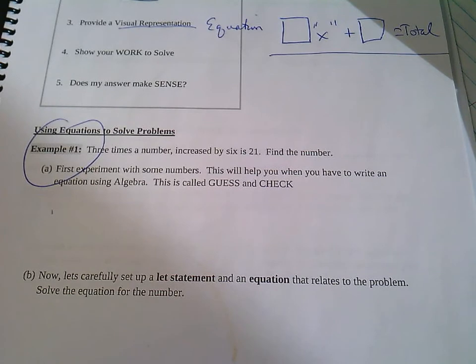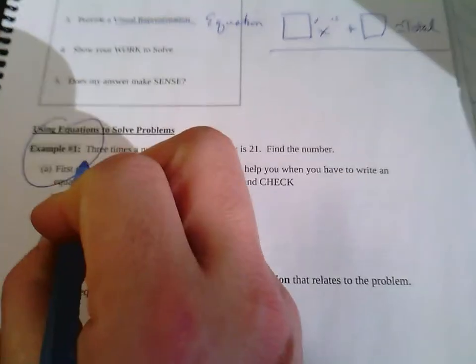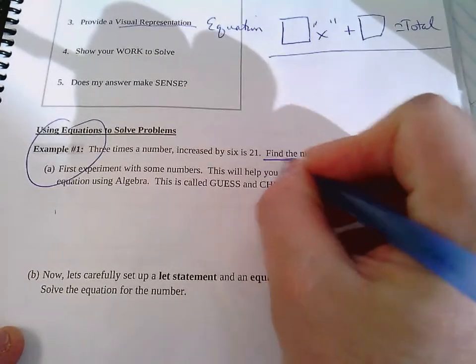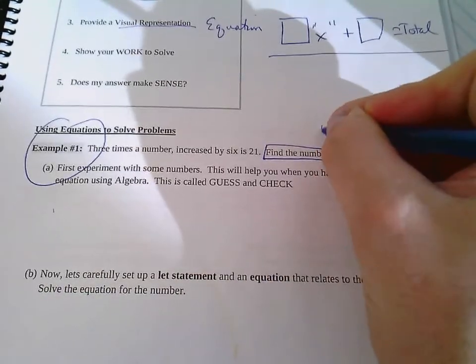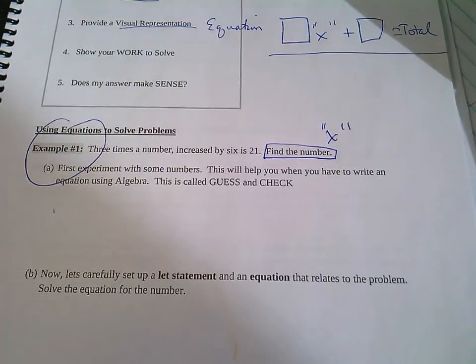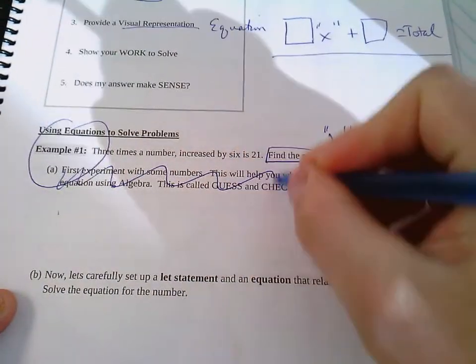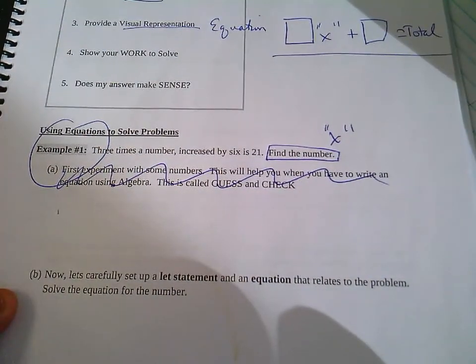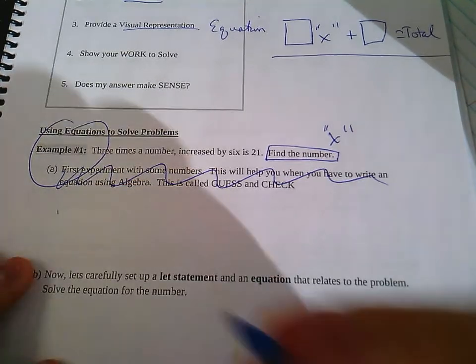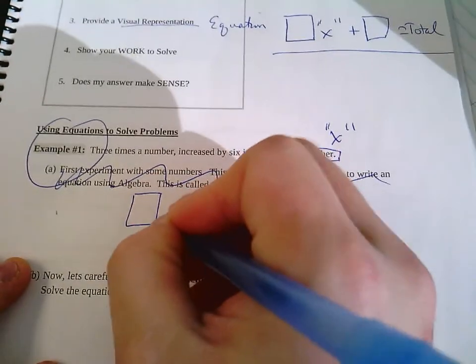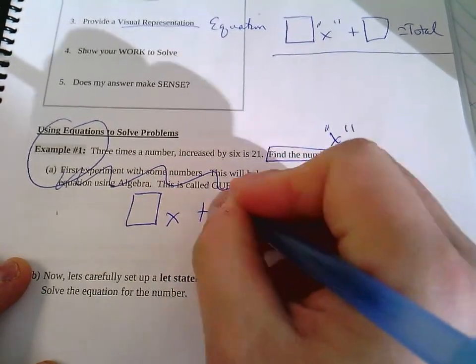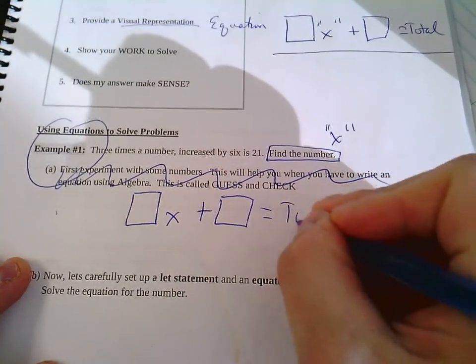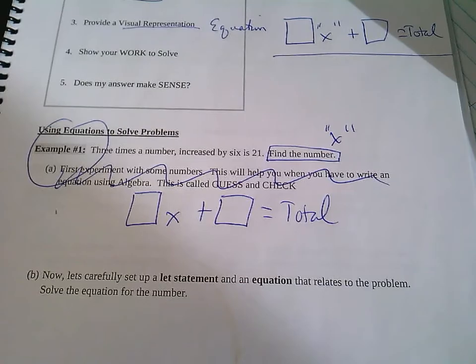So using equations to solve problems, we're going to skip right down to example number 1. Find the number. That is your gist. So we're going to let X equal the number. We're going to cross out this first part, and we're going to write an equation. There's going to be some number that goes with X, then some other number, and there's going to be a total. This is the format.